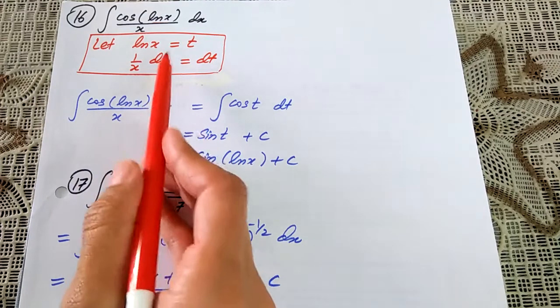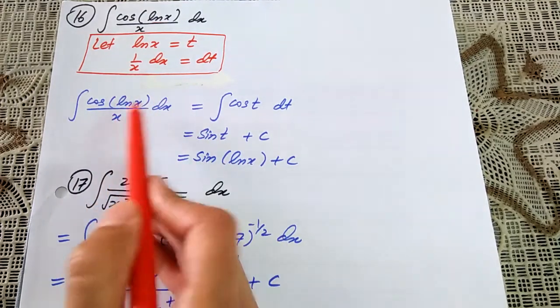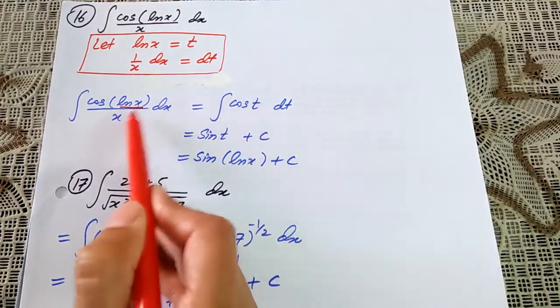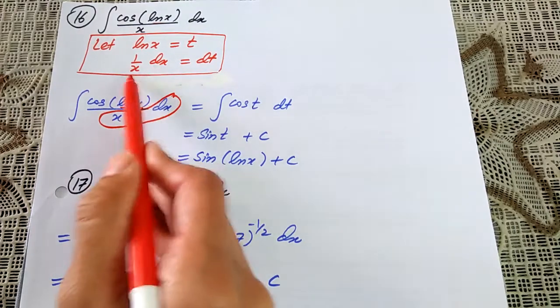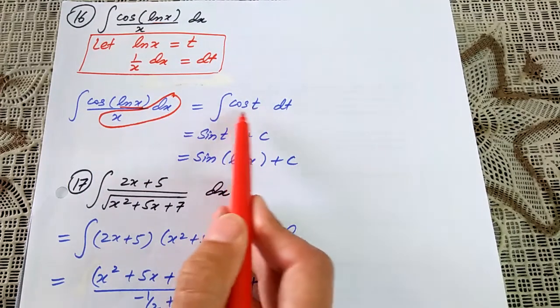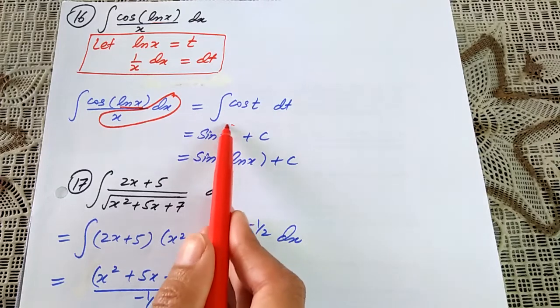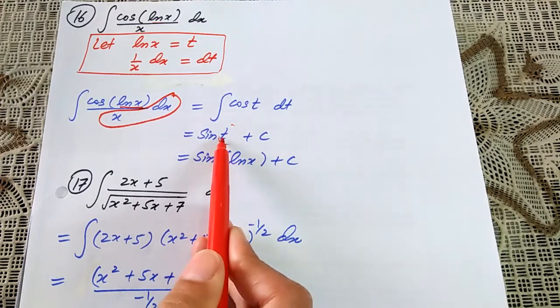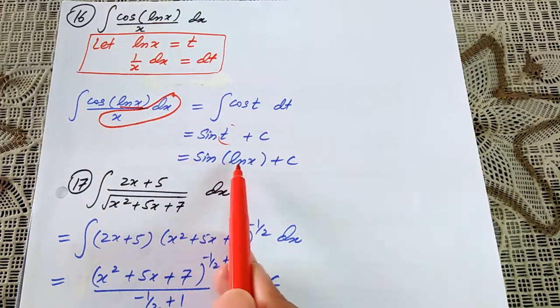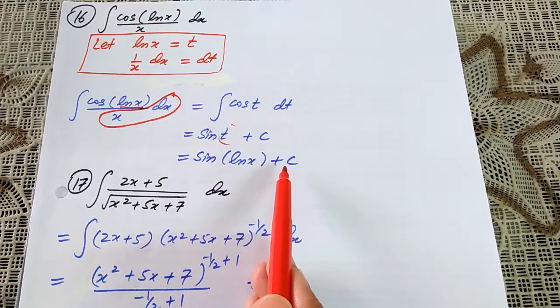Replace the values that we have taken as substitution values. Ln of x will be replaced with t, and dx over x will be replaced with dt. Cos of t has the integration sine of t, and now put back the substitution. t is equal to ln of x, so we will get sine ln of x plus constant of integration.